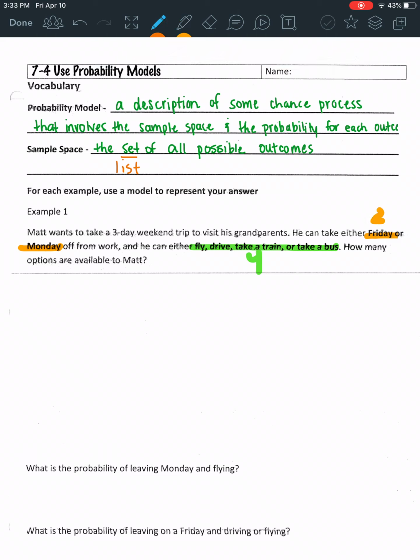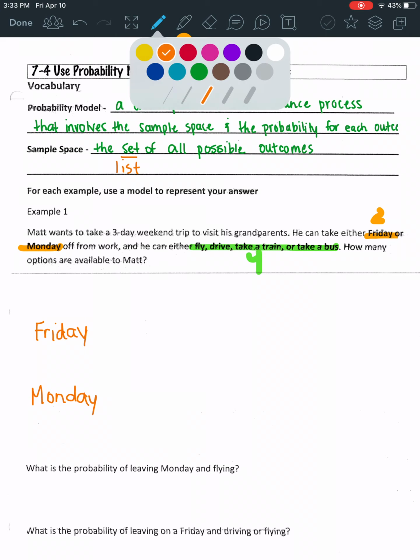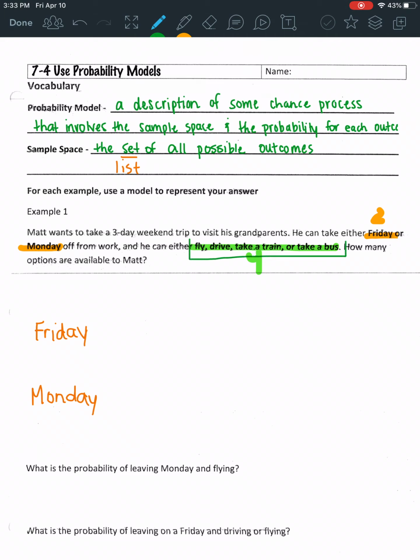When we create a tree diagram, the first thing we want to do is figure out what's the first thing we have to decide between. The first thing was either Friday or Monday. So I'm going to list those 2 things down because those are the 2 things that could possibly happen. Now a tree diagram has branches coming off of whatever our first event is; whatever happens in that first event, then what could happen for the second event. That's why we call these tree diagrams. The second event is fly, drive, take a train, or take a bus. So there are 4 things that could happen there.